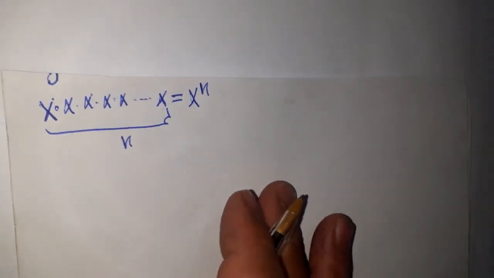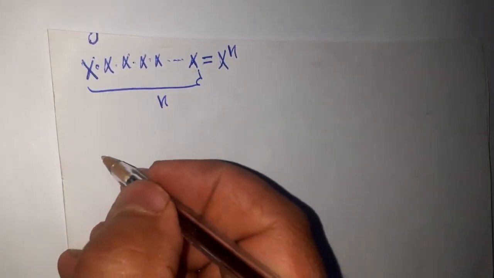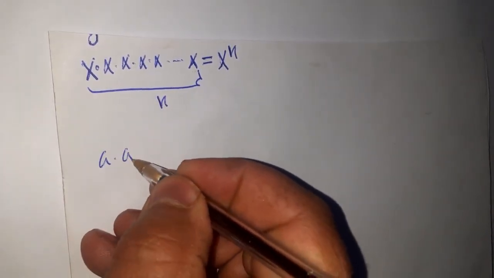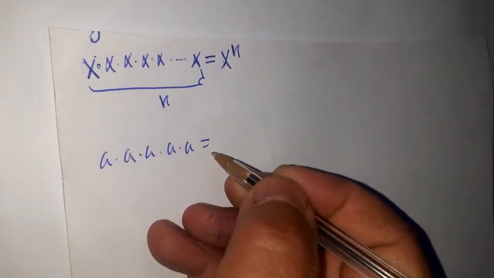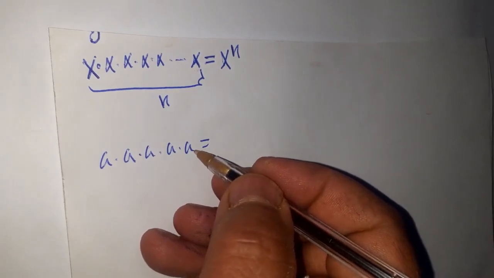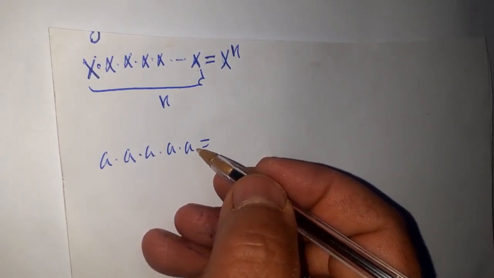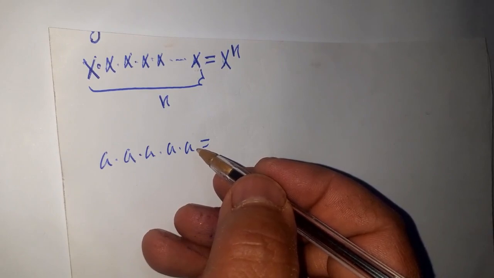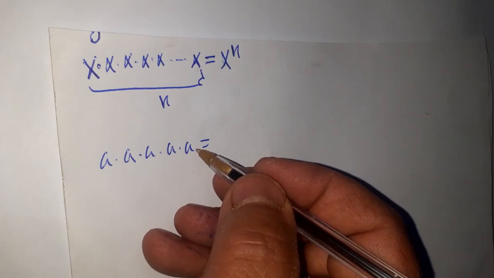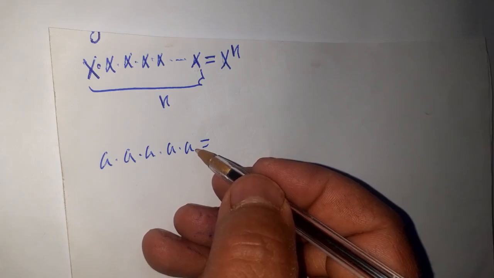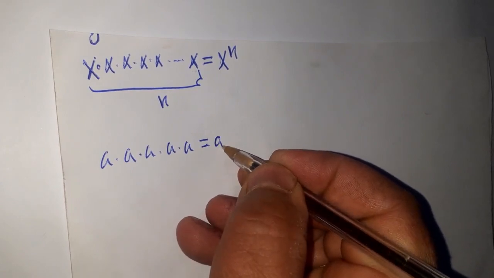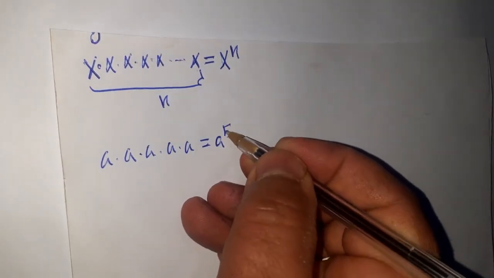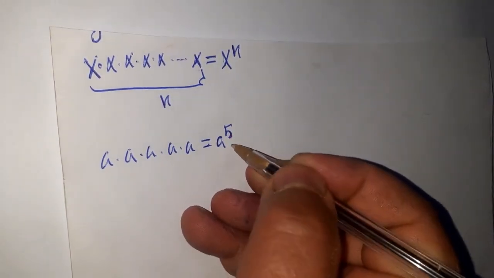For example, a times a times a times a times a equals a to the power 5. Here the letter a is repeated 5 times. So a is the base and the number 5 is the exponent or power.